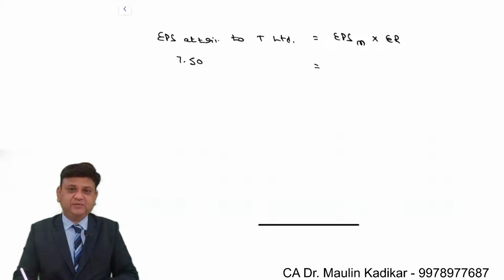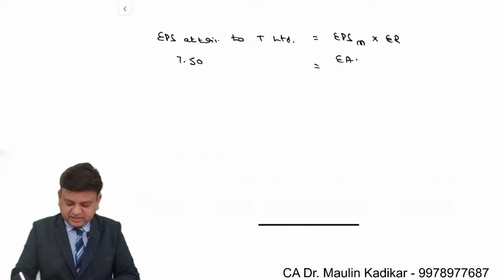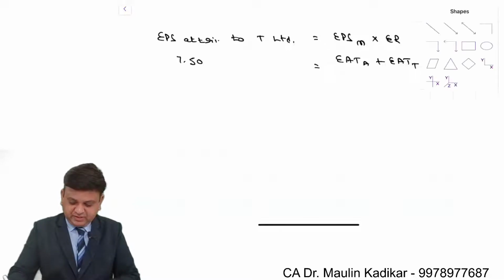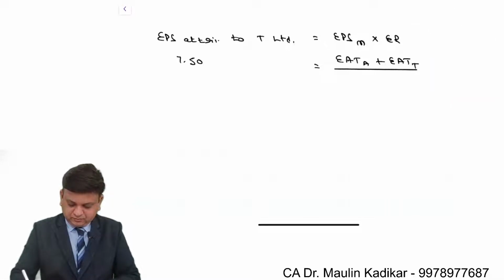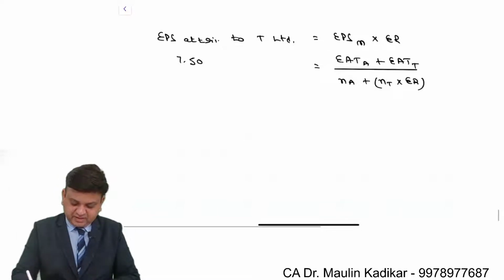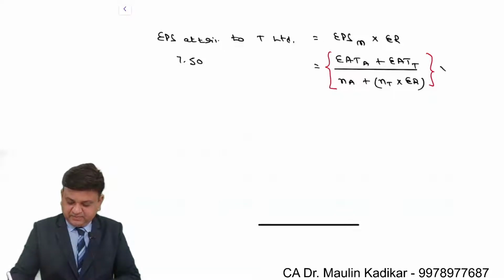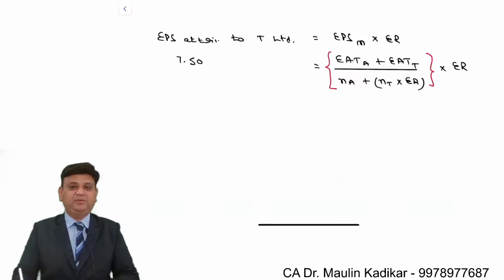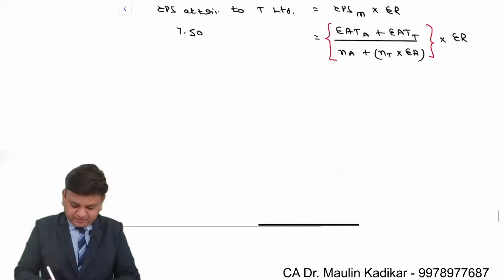What is the EPS of the merged firm? It is EAT of A plus EAT of T, divided by NA plus NT into exchange ratio. This is the way we can make the computation of the EPS of the merged firm. Multiplying with exchange ratio once again, this is the EPS attributable to them. This is 7 rupee 50 paise.